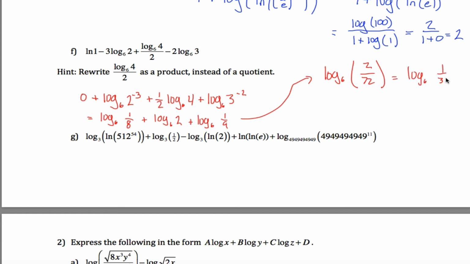aka 1 over 36. The log base 6 of 1 over 36 is asking you what power do you raise 6 to make it 1 over 36? Well, to get the 1 over part, I want a negative exponent. To get the 36 part, I want a 2. So that answer is negative 2.